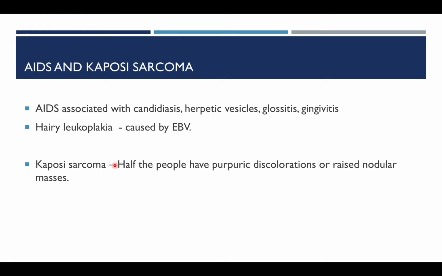In Kaposi sarcoma, we can also see oral lesions. Half the patients with this sarcoma have purpuric discolorations, which clinically look like purple or dark red colorations within the oral cavity. And not only do we have discolorations, but they can also be raised nodular masses.